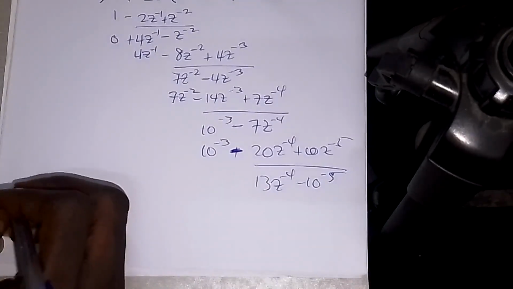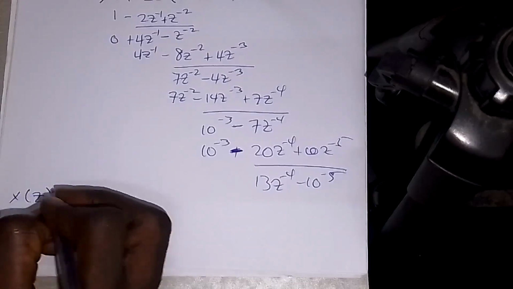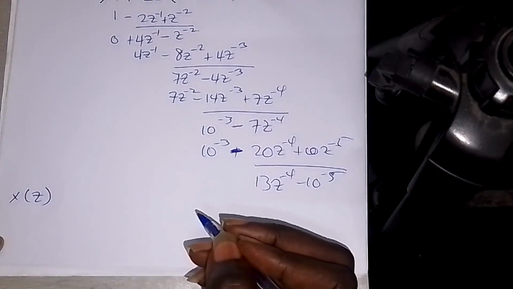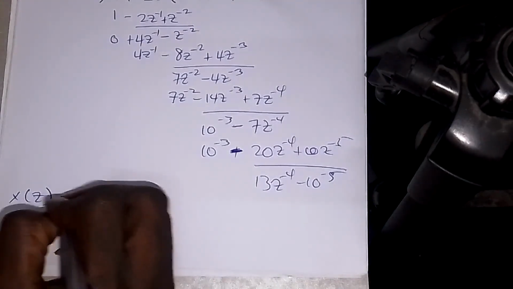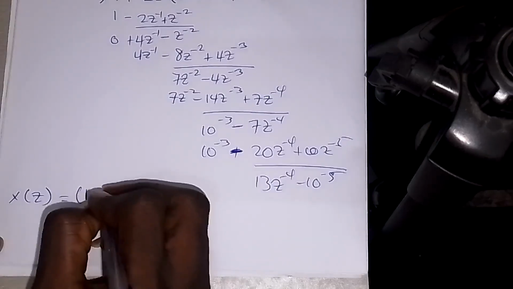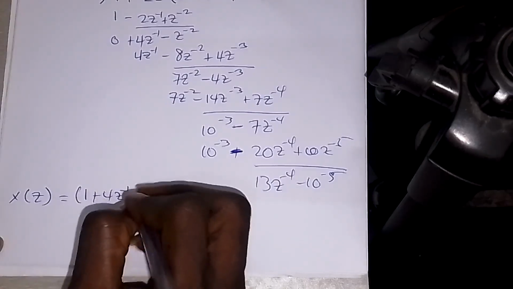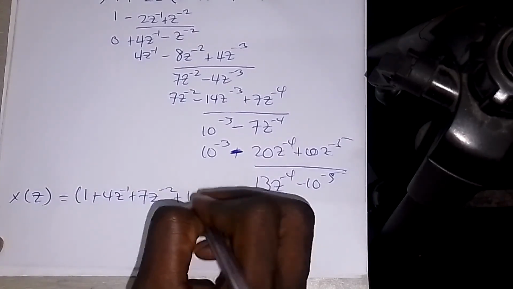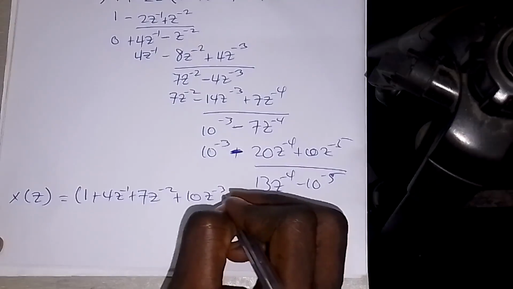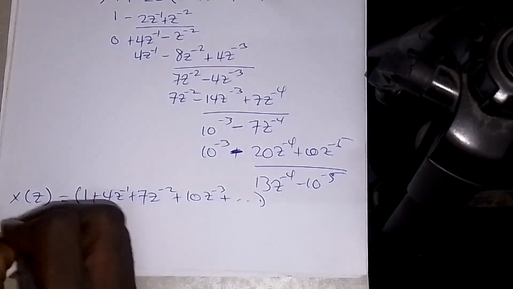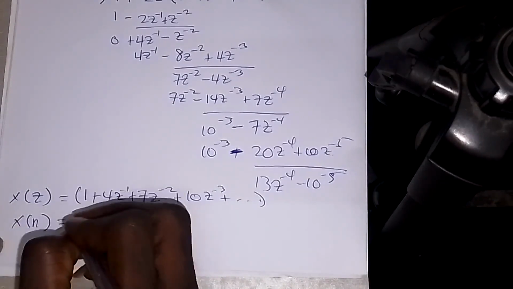Now I can say that my x of z is a right-sided sequence, meaning that it is a causal sequence. That means that it will start from 0. So here, 1 plus 4 z minus 1 plus 7 z minus 2 plus 10 z minus 3 plus, and it goes on to infinity.